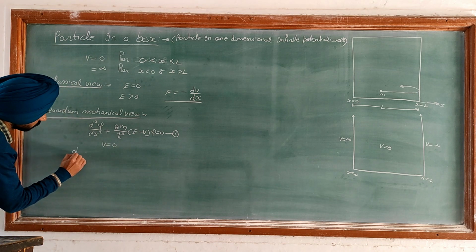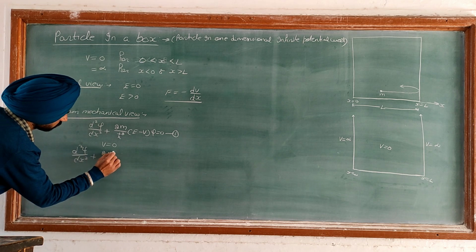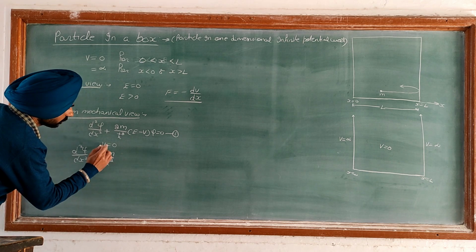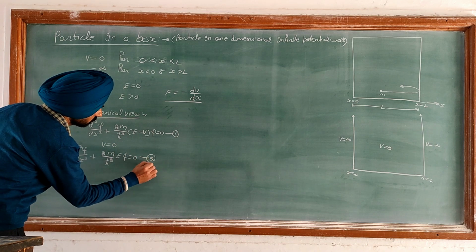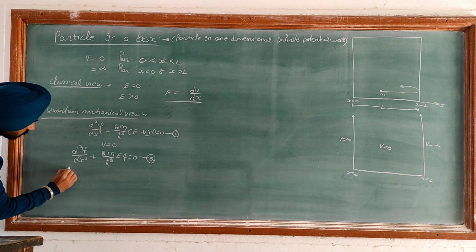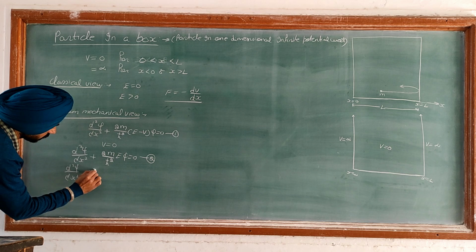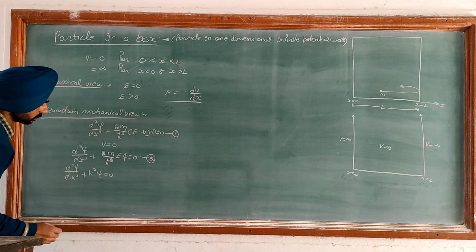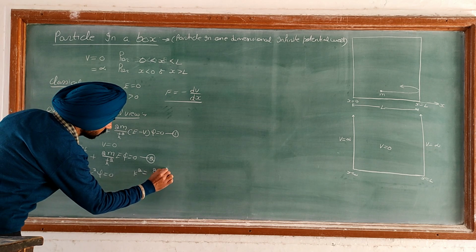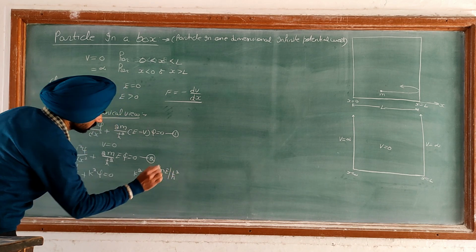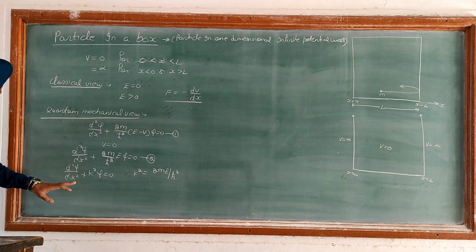So this equation can be written as d²ψ/dx² + (2m/ħ²)(E)ψ = 0, with V being 0. Let it be equation number 2. Now d²ψ/dx² + k²ψ = 0. What is k²? k² is 2mE/ħ². So let us suppose this is a constant k². We will find out what k is.